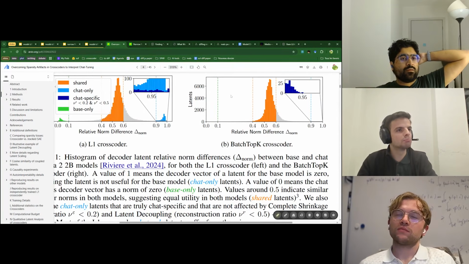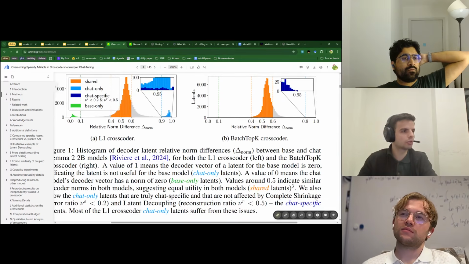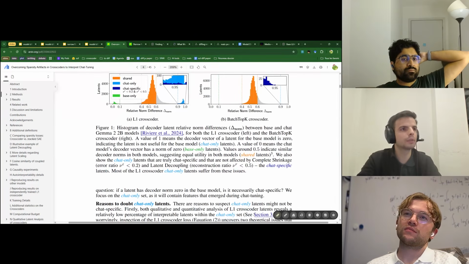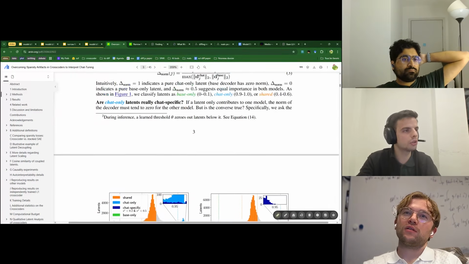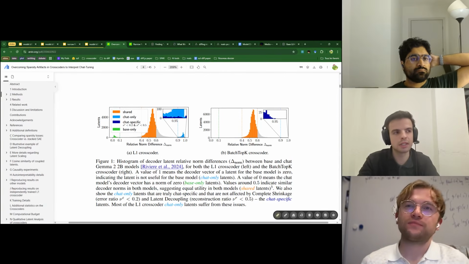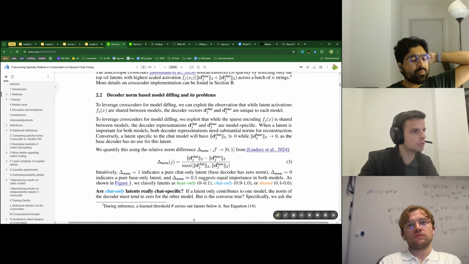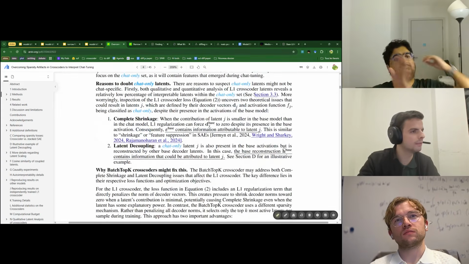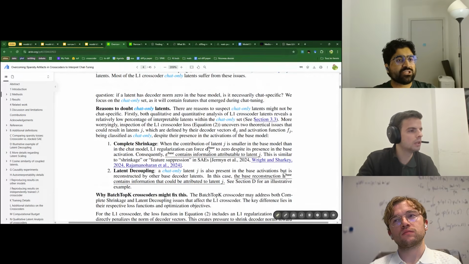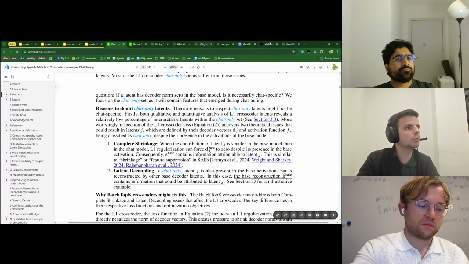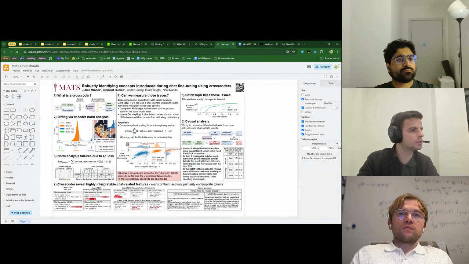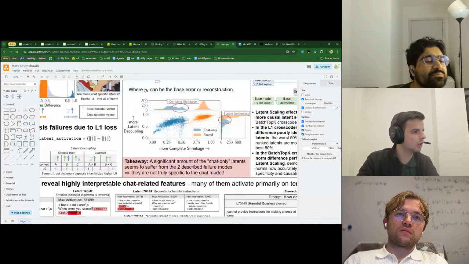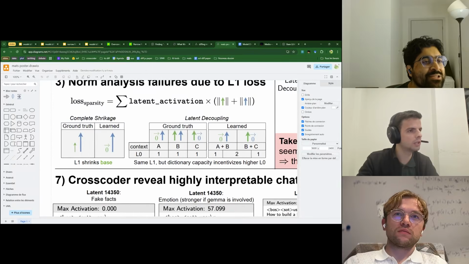And so, yeah, maybe I can just go through the paper. So maybe first, the thing we do to fix this is the crosscoder. Do you maybe want to explain the issue first? Okay, sure. Like, why do you get these pathological chat-only features? Yeah, so we have those two phenomena that I better explain here.